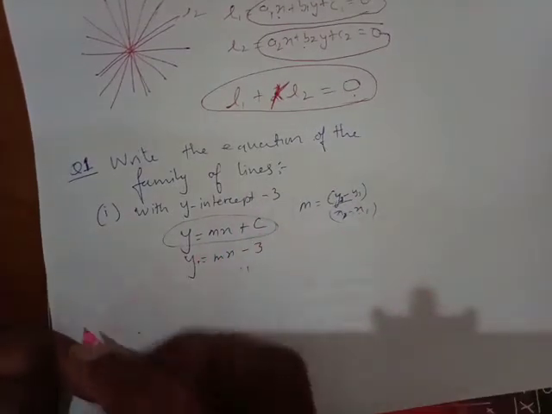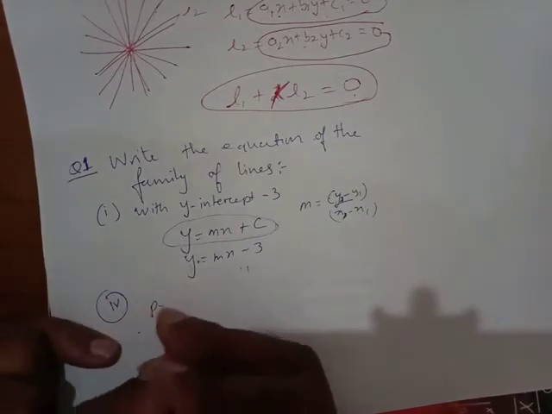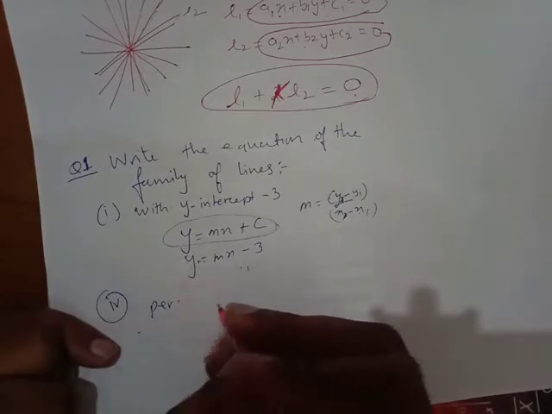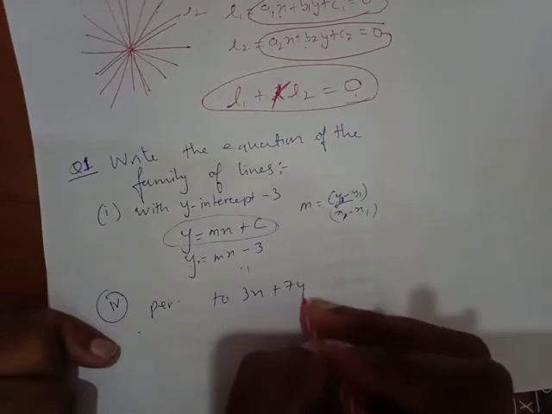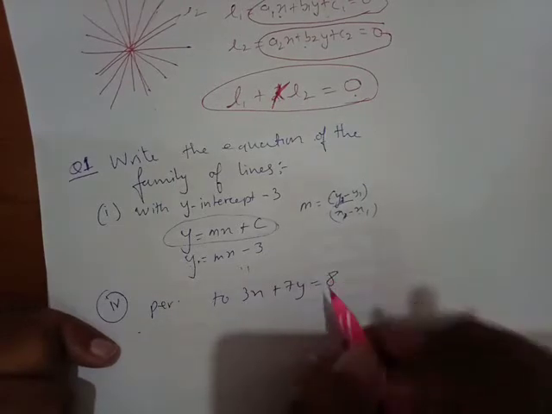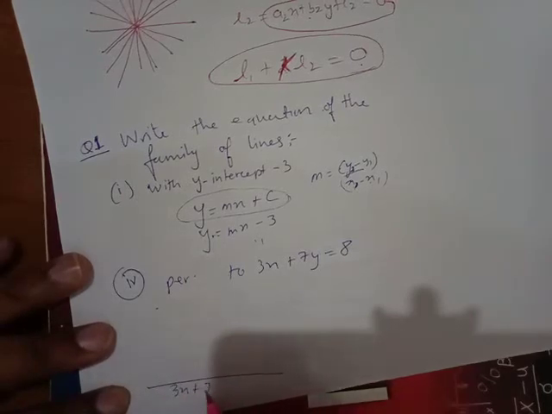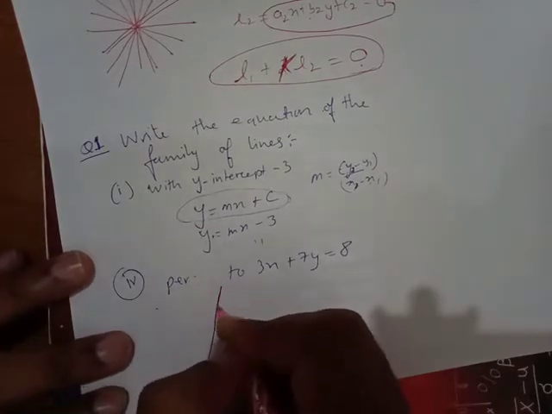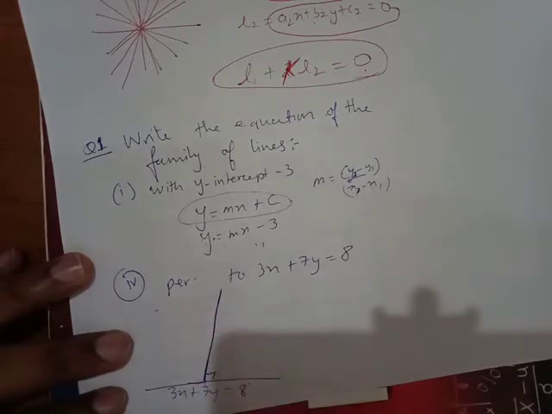Let's see the fourth part. The fourth part says we have to find the equation of a line perpendicular to 3x plus 7y equals 8. What we are saying is that there is a line with the equation 3x plus 7y equals 8. Now we have to find the equation of a line which will be perpendicular to this line. So I have to find the equation of this line.